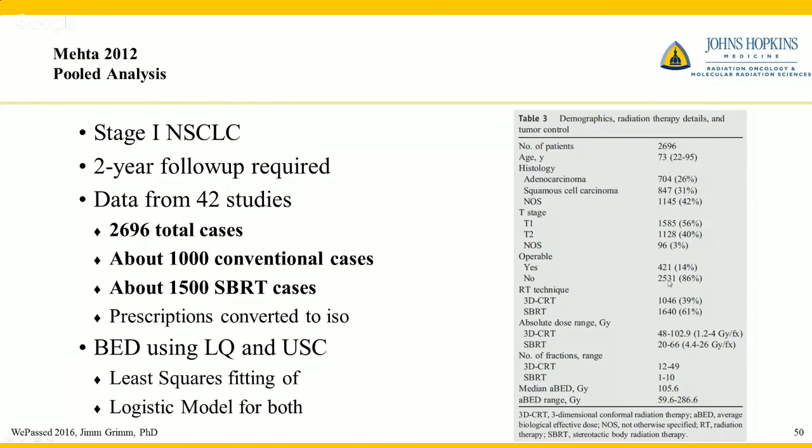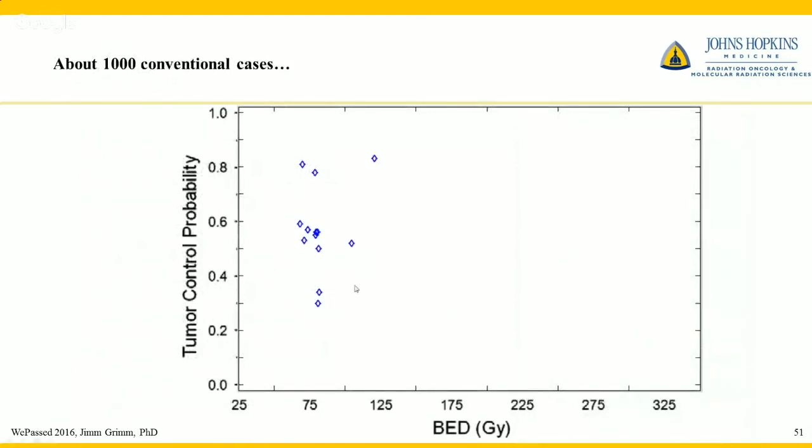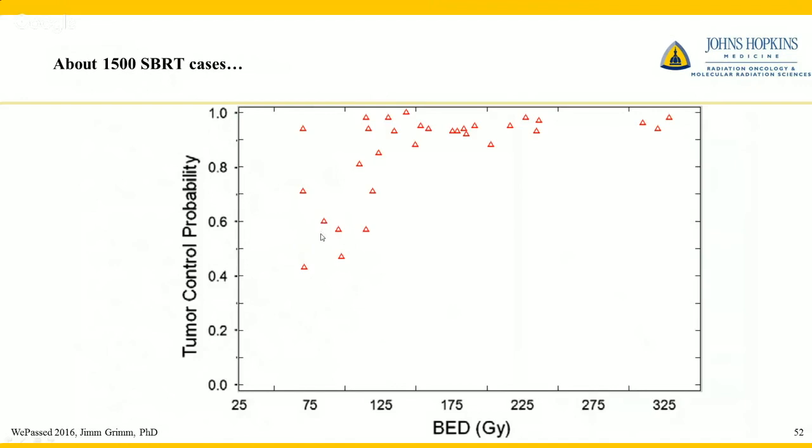So you see the patient characteristics. These are the conventionally fractionated cases, BED on the x-axis and tumor control probability on the y. And these are the SBRT cases. So each data point here is an entire journal paper. So it's an averaged tumor control probability over all the patients in the population of that paper.